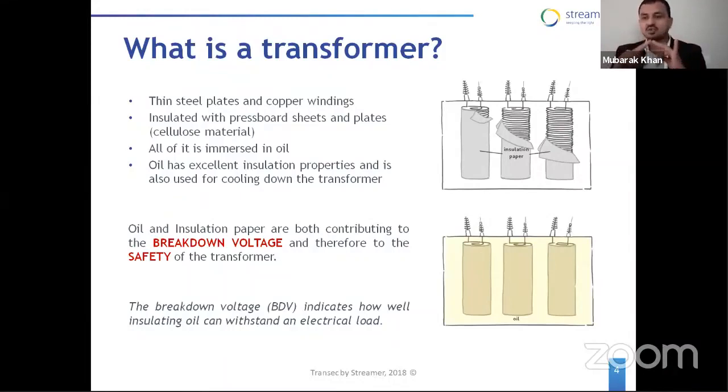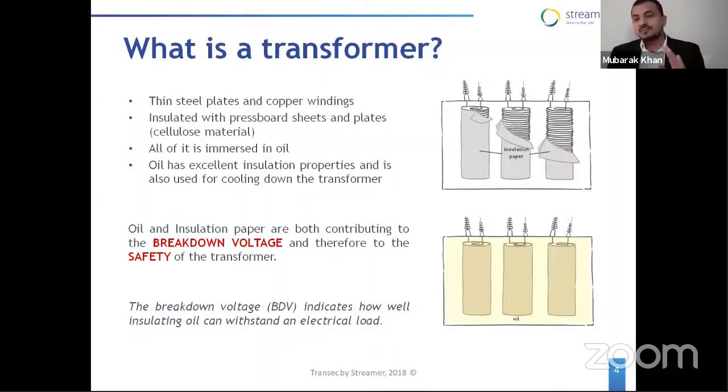These two things are used as an insulating medium, keeping the live circuit away from the earth or from the body. So these are the two main components. But the issue is these insulating materials have their own life, so they have an end of life. Oil, of course, immersed in paper has excellent insulating properties and is used for cooling down the transformers.